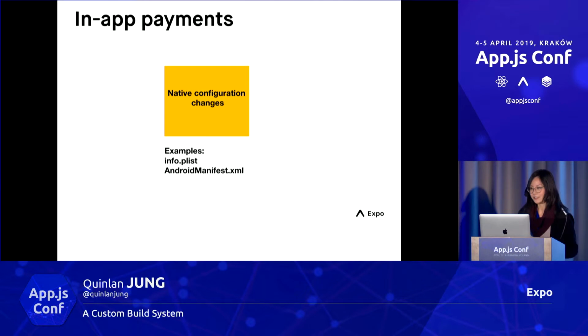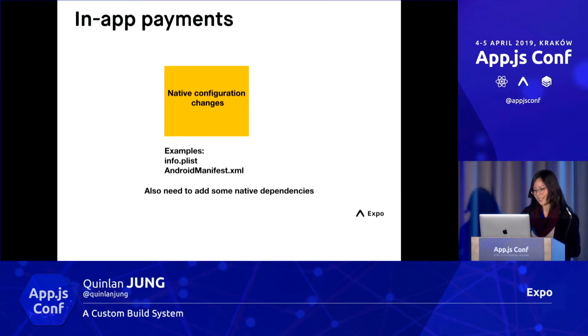All right. So let's quickly take a look at what will be required in order to implement in-app payments in Not Hot Dog. The biggest change you're going to have to make is a native configuration change. So for example, in iOS, you're going to have to add key values to info.plist, and in Android, you're going to have to configure stuff in Android manifest.xml. You're also going to add some native dependencies, but by far the biggest change is to put information in your native configuration files.